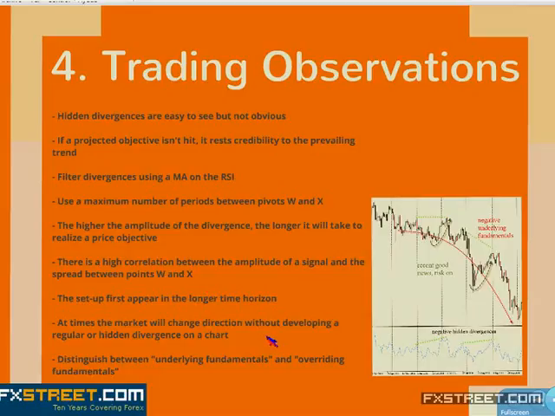Another observation is that sometimes the market will change direction without developing a regular or hidden divergence on a chart. Something that we also talked about when explaining regular divergence in the previous webinar. You may have a topping formation or a bottom formation without a regular divergence. Or you may have a continuation of a trend without a hidden divergence. So do not expect to see them at every turn in the market.